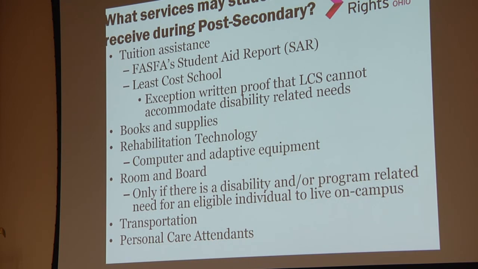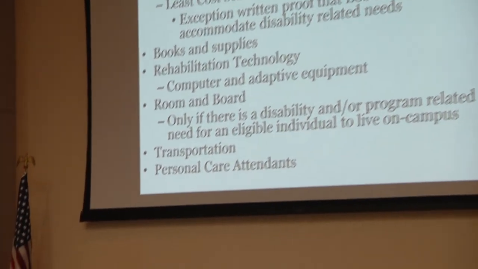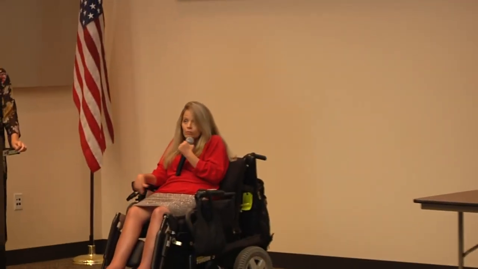The most important thing you need to know if the individual wants to go to college is you have to fill out the FAFSA. And then based on what the student aid report says, if the individual is receiving Social Security benefits, then the expected family contribution on the SAR will not affect it. If you have benefits, then it's more likely that you may get assistance with tuition from OOD.